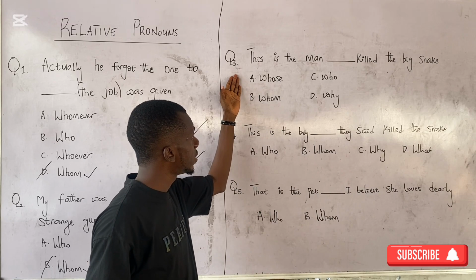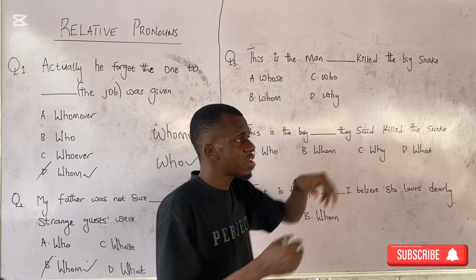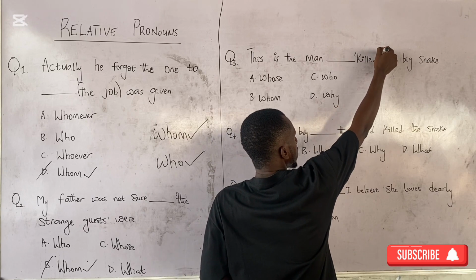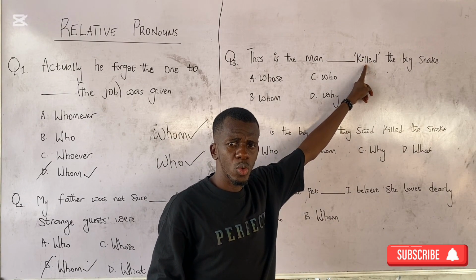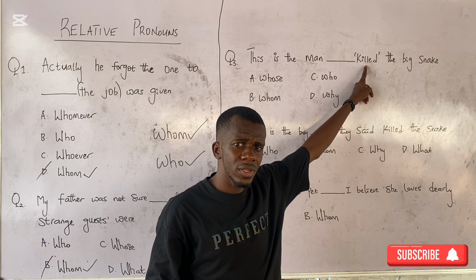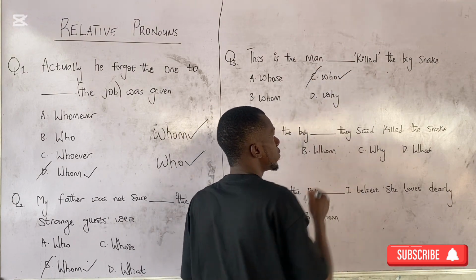Now let's come over to this side. Question 3 says, this is the man dash killed. Emphasis on killed. This is a verb this time around, coming directly after the gap. So what am I supposed to use? Yes, you got that right. We're going to make use of WHO.